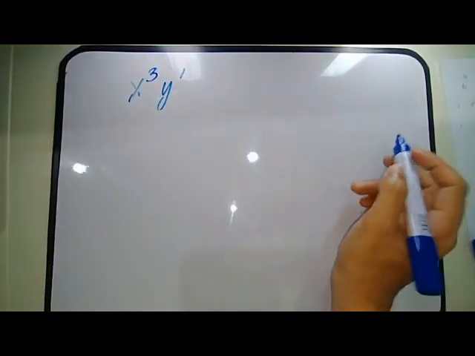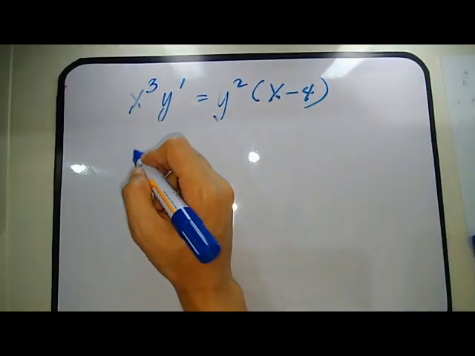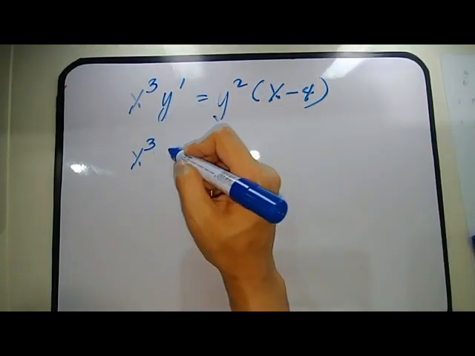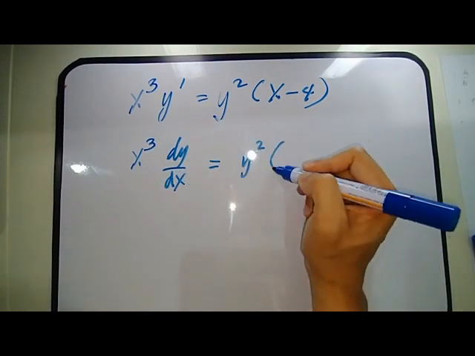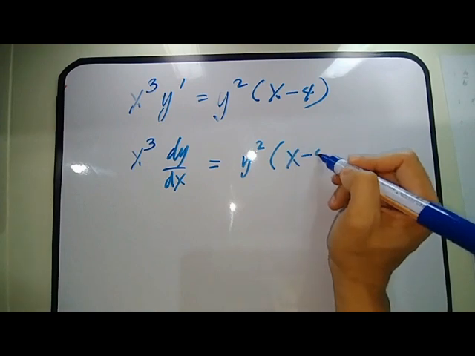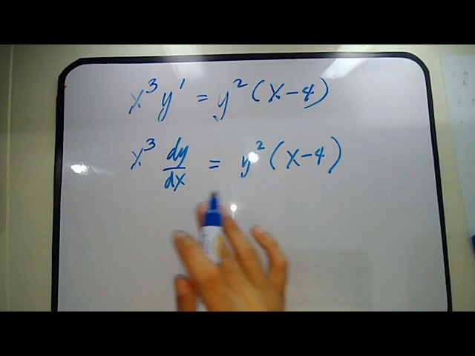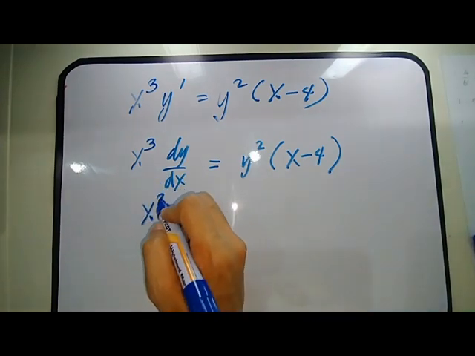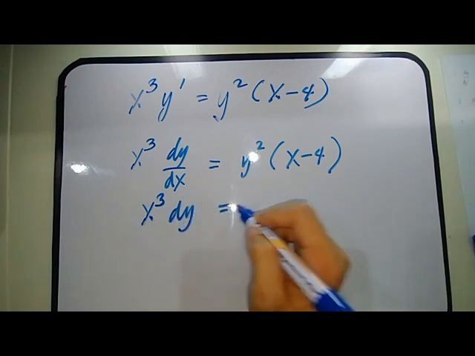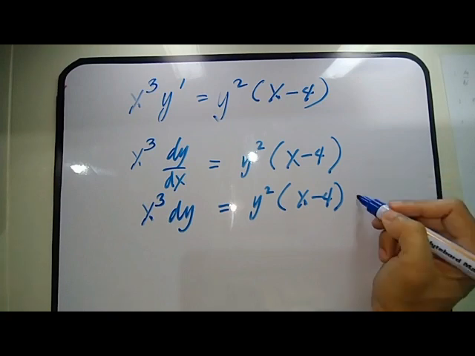You have here the third. So x cubed y prime equals y squared times x minus 4. So here we have x cubed y prime, this is the differential of y with respect to x, equals y squared times the quantity x minus 4. Now we separate this. So multiply the differential of x to both sides. The dx cancels on the other side. So x cubed dy equals y squared times the quantity x minus 4 dx.